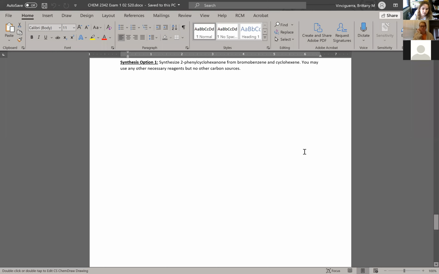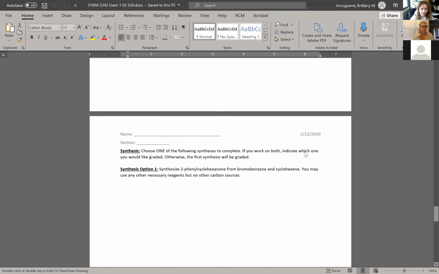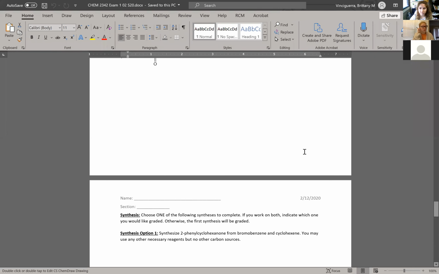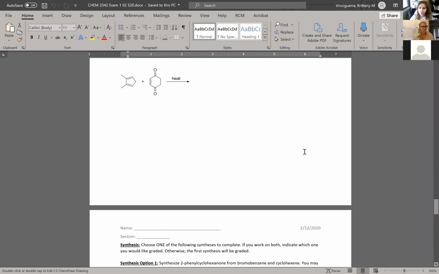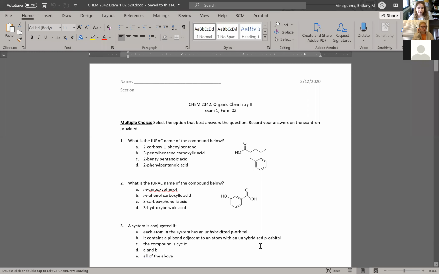This doesn't mean that you shouldn't practice synthesis because you definitely should. What I normally do is I give a couple synthesis options and then you do one of them and tell me which one you want graded. So these are the types of questions that you're going to see on the exam. It's going to be largely multiple choice.